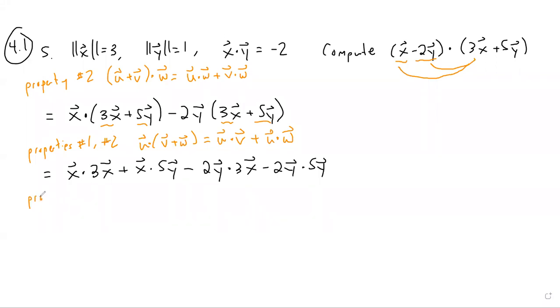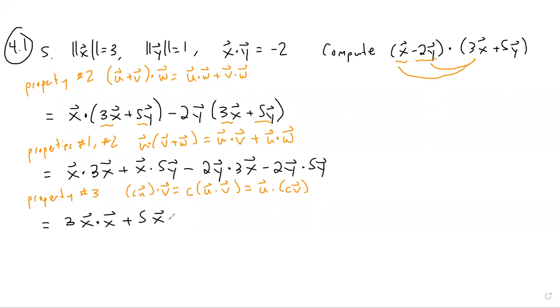And property 3 is now going to allow us to deal with all those scalars. So property 3 is that if I have cu dotted with v, it's the same thing as c times u dotted with v, or u dotted with cv. But basically it means any scalars we're allowed to pull out to the front. So this is 3 x dotted with itself plus 5 x dotted with y minus 6 y dotted with x minus 10 y dotted with itself.